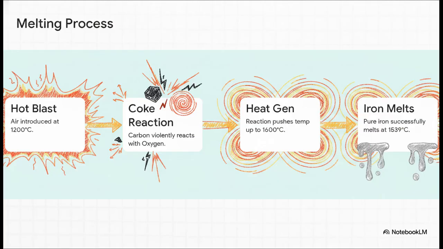Let's walk through the brilliant thermodynamic steps of how they solve this. First, the hot blast is introduced at 1,200 degrees Celsius. Next, remember that coke we added? Because coke is mostly carbon, it violently reacts with the oxygen in that hot air blast. This chemical reaction creates CO2, and far more importantly, it generates massive amounts of its own heat. It pushes the internal temperature of the furnace all the way up to 1,600 degrees Celsius. By basically weaponizing the chemical reaction of coke, the pure iron finally and successfully melts at 1,539 degrees.